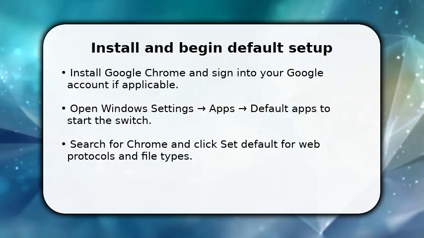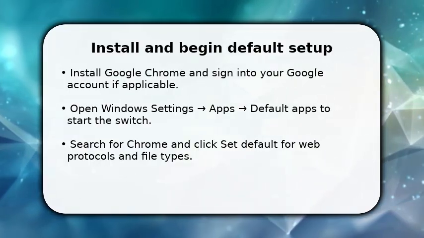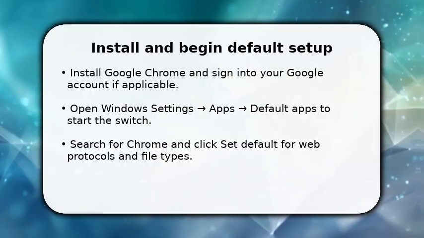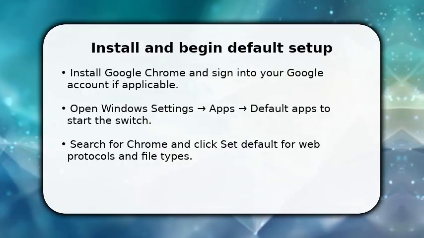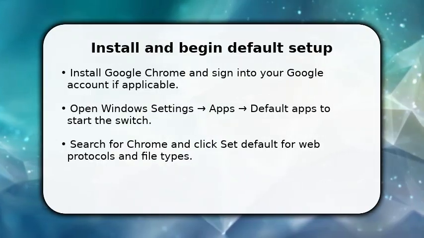You have Chrome installed. Now make it the system default so links go where you expect. Open Settings and go to Apps, then Default Apps. Once there, search for Chrome, select it, and click the button to set defaults. This changes the main browser handler quickly.